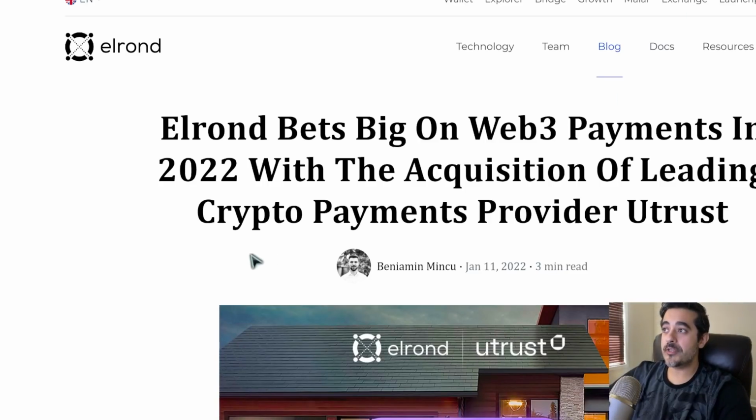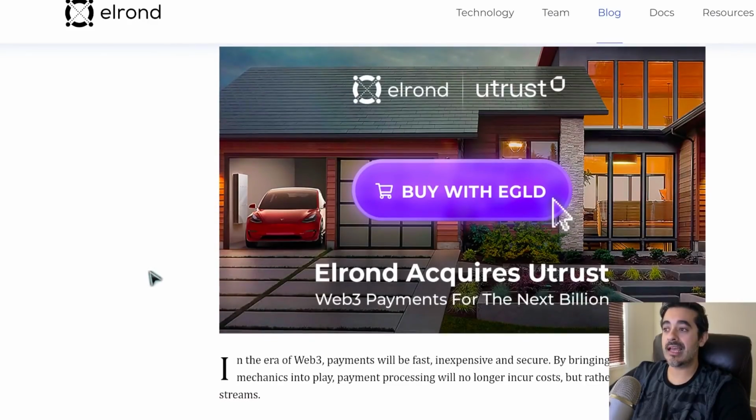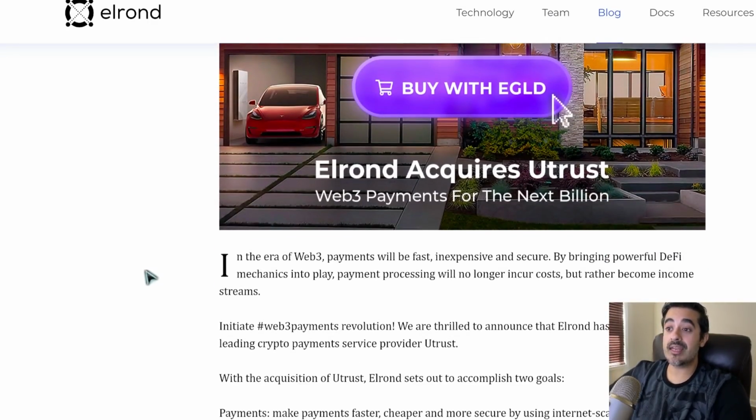So the first thing we see is some news that came out very recently, right? A couple of weeks ago, Elrond has purchased Utrust. Basically, that's a crypto payment provider. It allows an on-ramp and off-ramp to pay with crypto. And that means you can now buy things with EGLD.